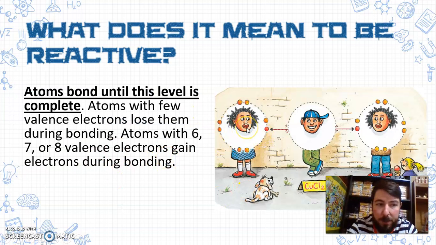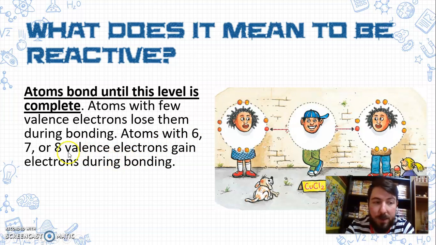So these will keep bonding until their outer shell level is complete. If they only have a few valence electrons, the ones that only have like 1 or 2, they want to lose those. But ones with 6 or 7, they want to gain those electrons so that they end up with 8 valence electrons, and that way they'll be stable.